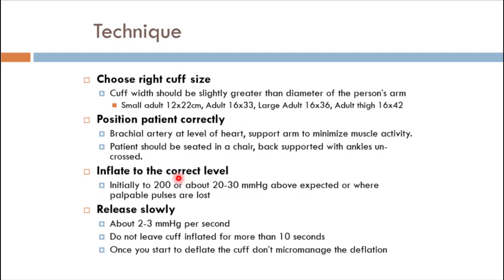A lot of times, especially early on, it's just a Goldilocks principle again, where too much, too little. You want to be about 20 to 30 millimeters of mercury above expected, or initially at 200 just to see. But if you start too soon, you don't get enough time for the blood flow to go. And if you go too high, you're going to be keeping that tourniquet on there too long.